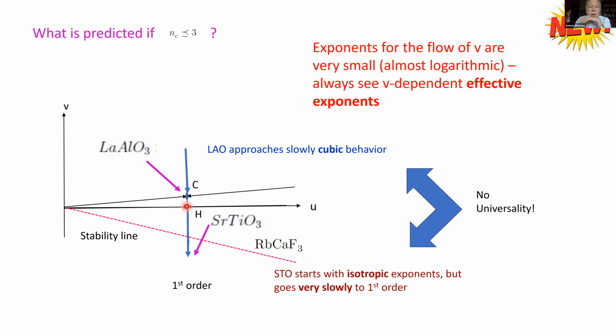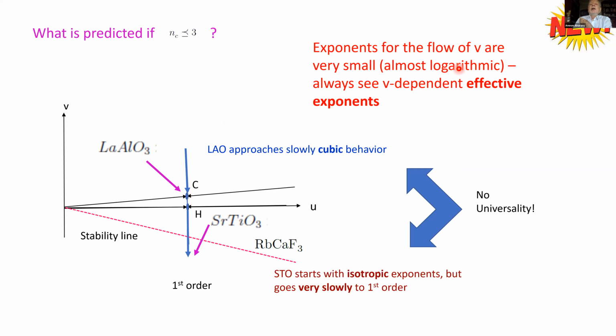And since the two points are very close, the exponents of the flow of V along this blue line are very, very small because they are very close to vanishing. If these two points were identical, then the exponent lambda V would actually be 0. So both lanthanum aluminate and strontium titanate would move very slowly in the V direction.